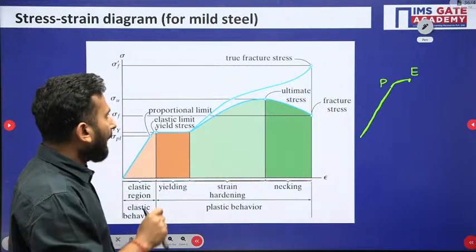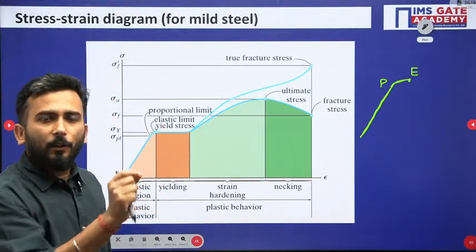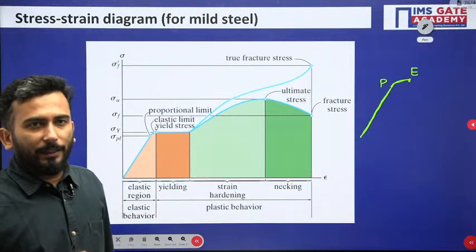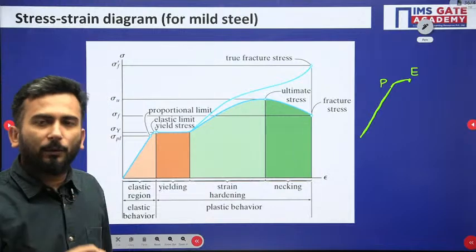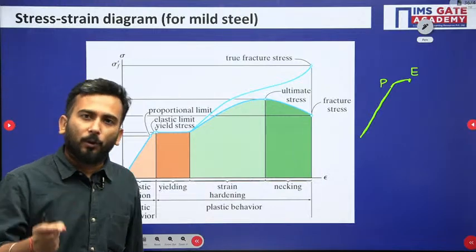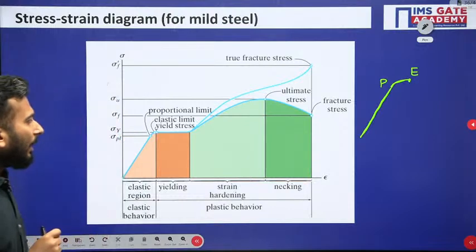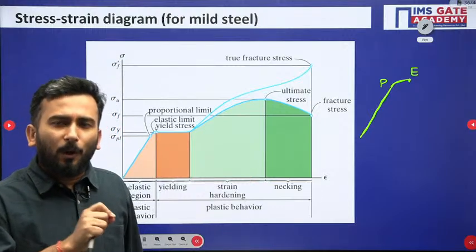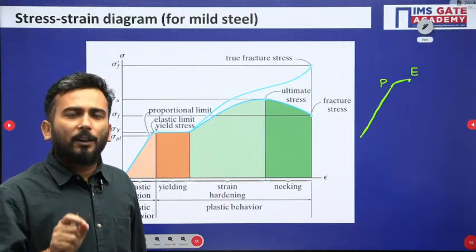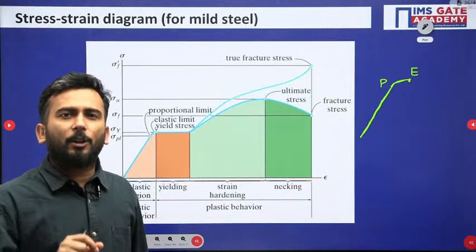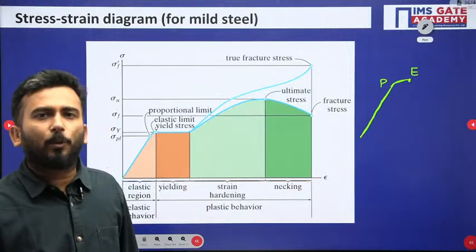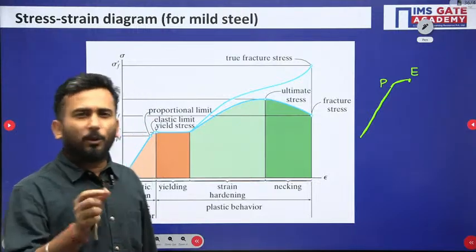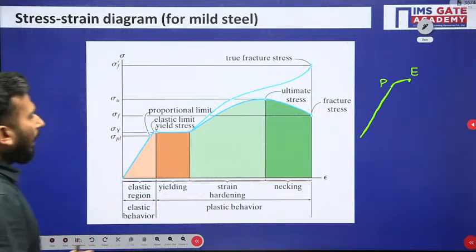But mind it, till the elastic limit your material is fully capable of coming back to its original position if you remove the load. In materials such as steel, these points are almost the same. It is very hard to identify the elastic limit of steel and the proportionality limit of steel, which is why both are taken to be the same.